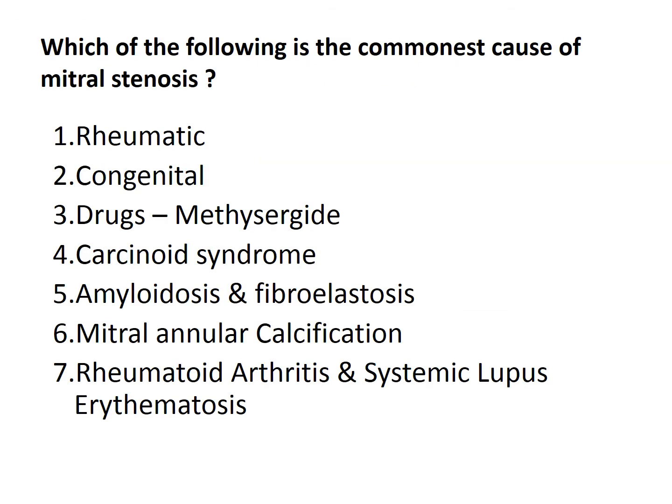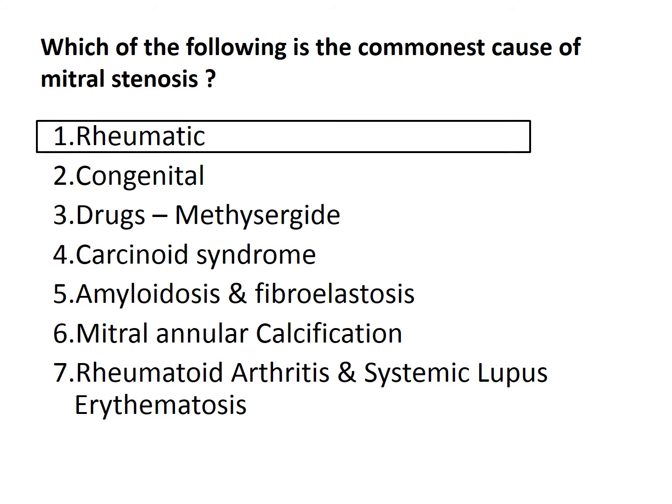Another question: which of the following is the commonest cause of mitral stenosis? Rheumatic, congenital, drugs such as methysergide, carcinoid syndrome, amyloidosis and fibroelastosis, mitral annular calcification, rheumatoid arthritis and systemic lupus erythematosus. The correct answer is rheumatic.